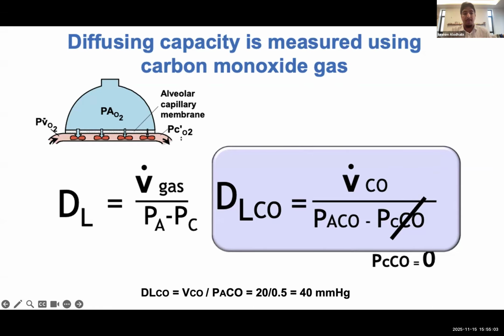So our previous question, we were trying to find the diffusion capacity of carbon monoxide, and we were given the values 20 and 0.5. So we need to remember that the equation is ventilation divided by PaCO, or 20 divided by 0.5, which gave us the answer of 40. This diagram is taken from your guys' slides, or Dr. Sham's slides, explaining this process.